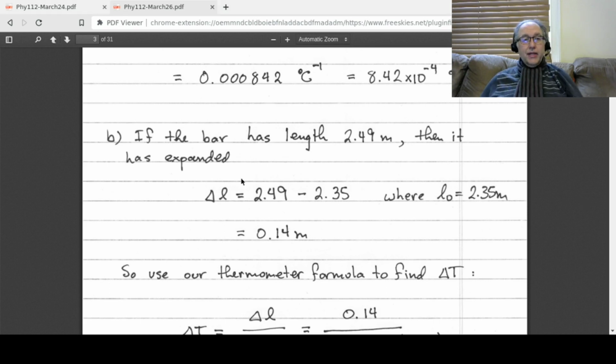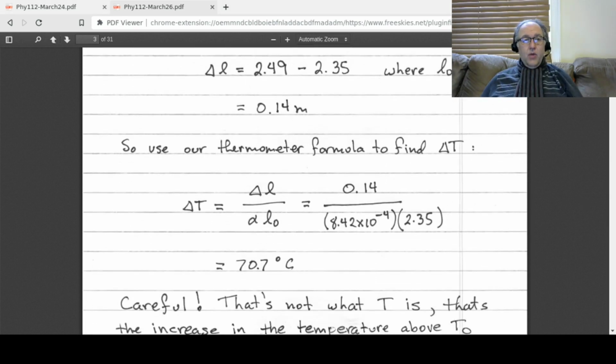And now if we plug that delta L into our equation, and here all I did was take the equation above and rearrange it so that delta T is isolated on the left hand side. So I have delta L over L naught, but also over alpha, and we plug in our numbers. Delta L we just determined was 0.14 meters. Alpha we determined in part A was that 8.42 times 10 to the -4. Also, L naught is 2.35. We work that out, and ta-da, we get 70.7 degrees Celsius.